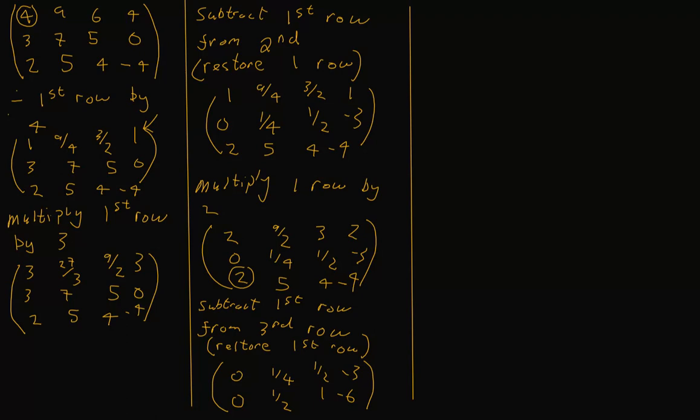What was the point in getting the leading coefficient of 1 if we're going to change it? So we restore the first row to 1, 9 over 4, nine over 2, and 1.